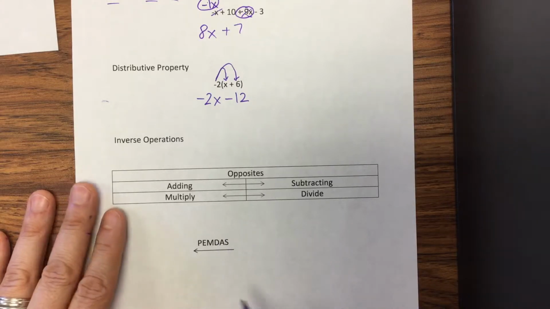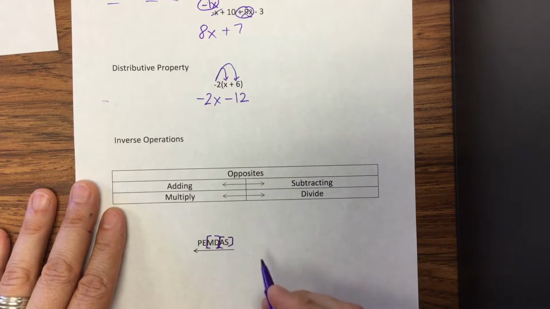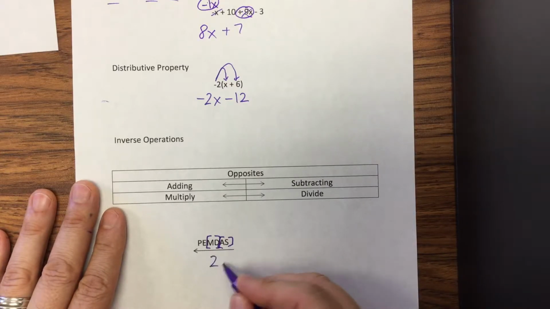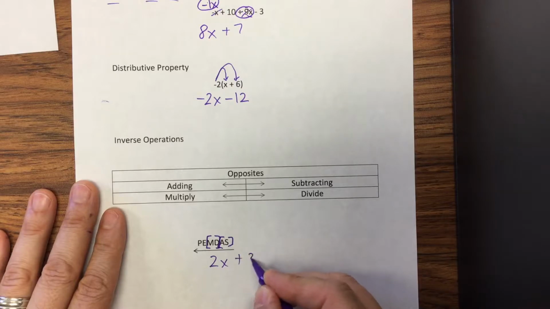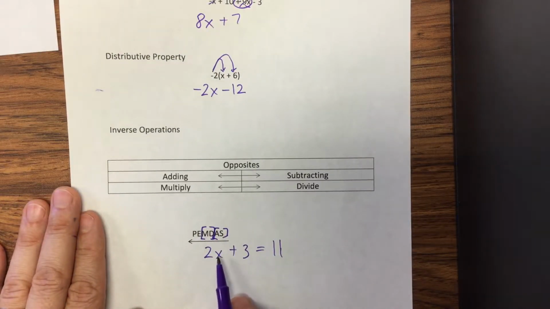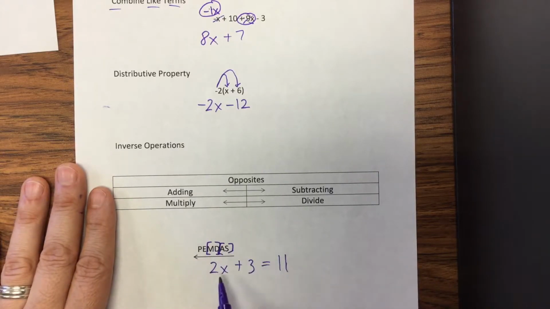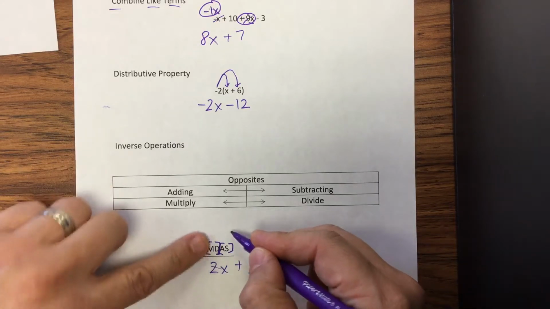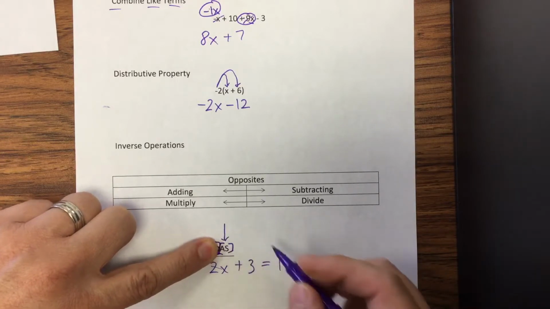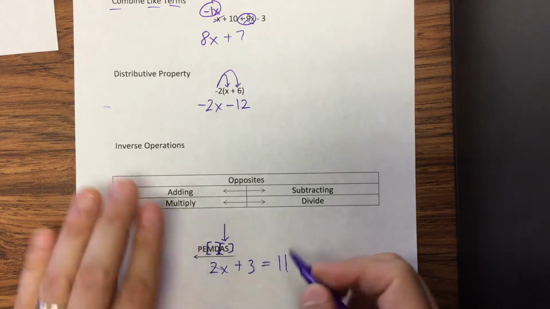I'll give you a quick example. Let's say I have 2x plus 3 equals 11. I need to get x by himself. To solve this equation, I need to isolate this variable. So what I do is I do PEMDAS backwards. I have 2 things happening: multiplying by 2 and adding 3. Doing PEMDAS backwards, I look for my add and subtract stuff. This is adding, and to get rid of it, I do the opposite of adding, and that's subtracting.